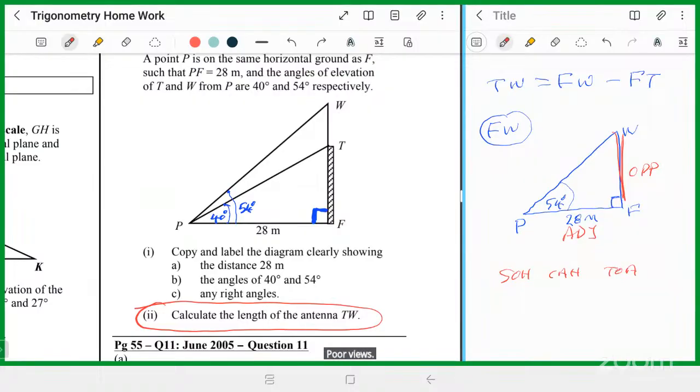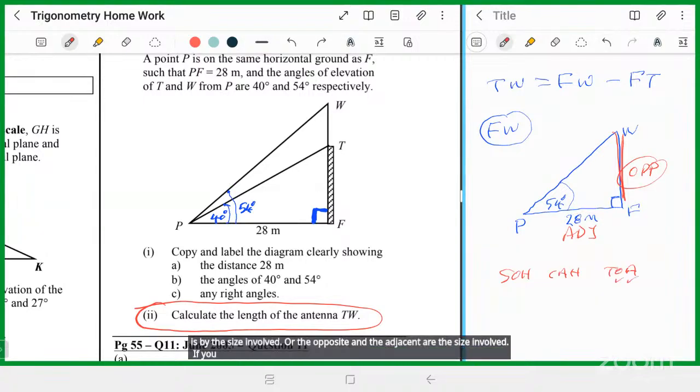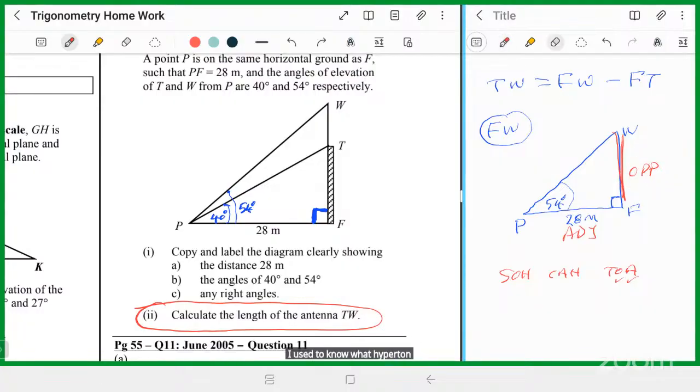And how you decide which of these three ratios we use is by the sides involved. Now the opposite and the adjacent are the sides involved. It's your opposite and adjacent. And you should know once hypotenuse is not involved, it must be tan. So I'm going to use tan to find the opposite, which is the height of TW.